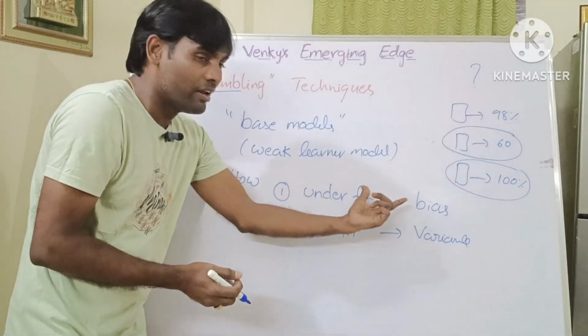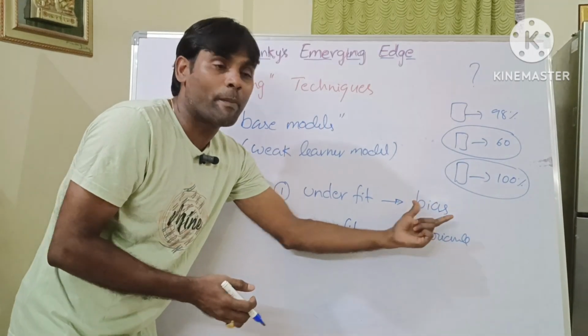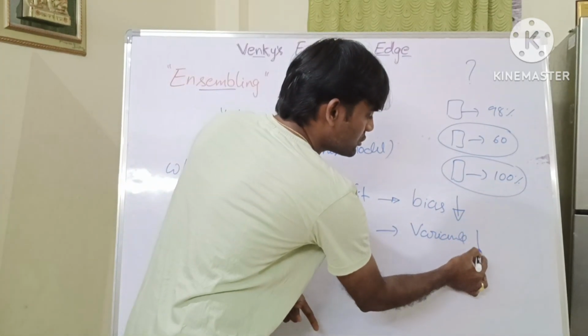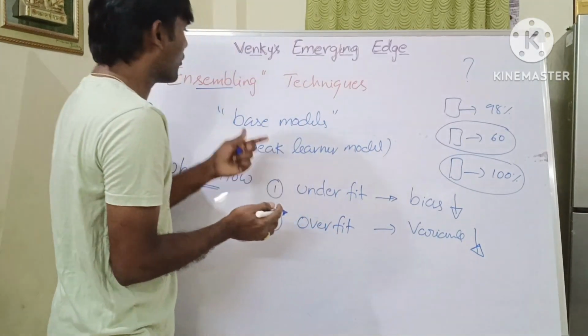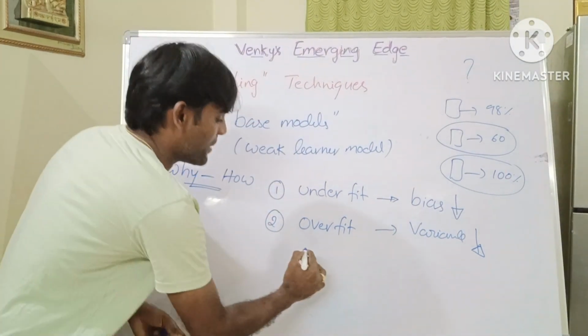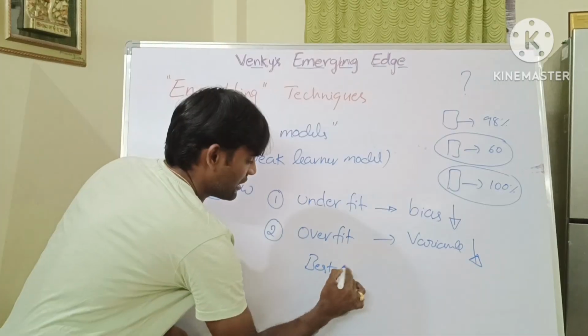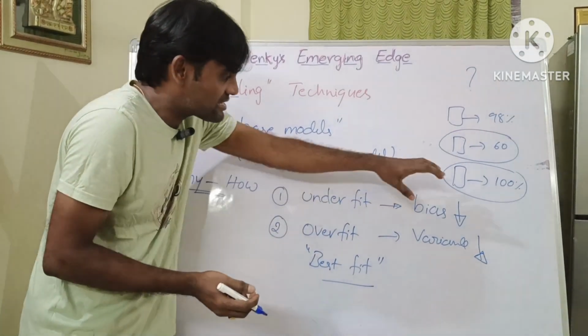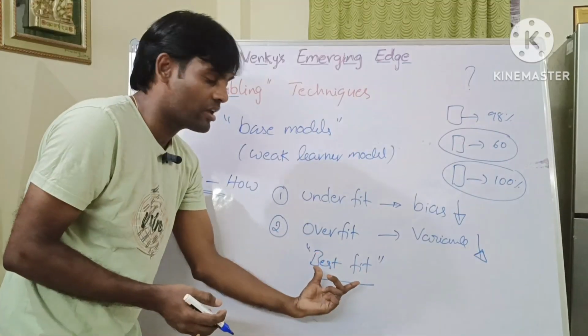So that's why we try to reduce the bias. We try to reduce the variance. Then our model is a good fit. That is called best fit. Is it clear? Best fit. What does best fit mean? Our models may have less bias, less variance, and go for a best fit.